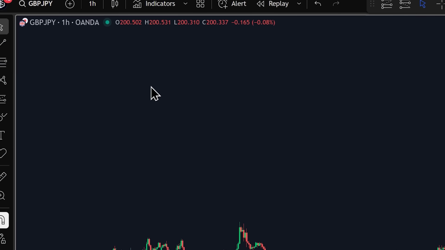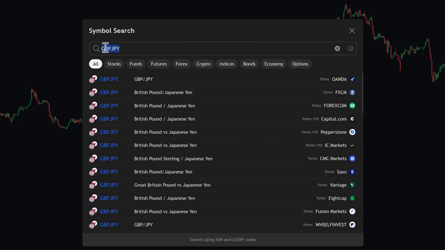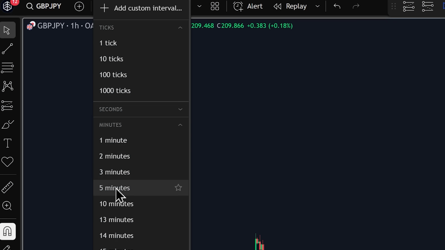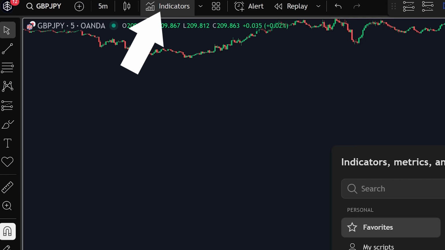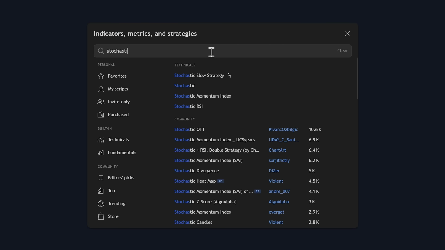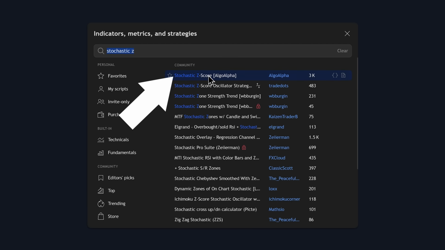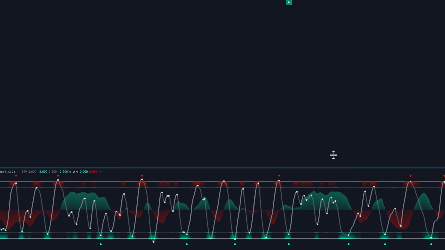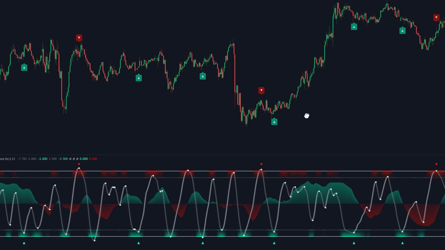Once you're on TradingView, open GBPJPY, set your time frame to 5 minutes, then click Indicators and search for Stochastic Z-Score. Select the one by AlgoAlpha, and once it's on your chart, this is the exact kind of layout you should be seeing. So what are you looking at?